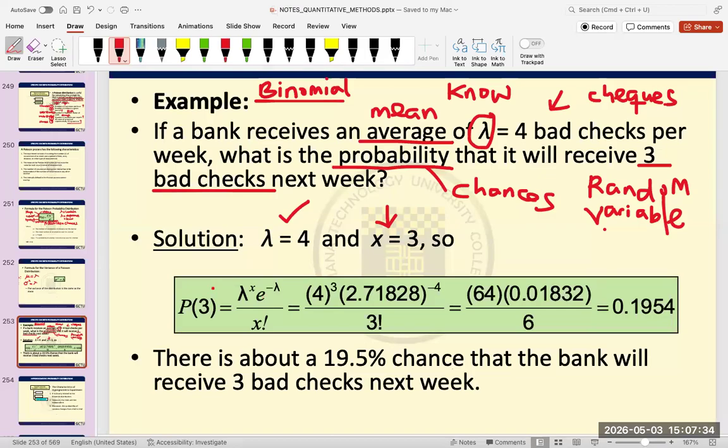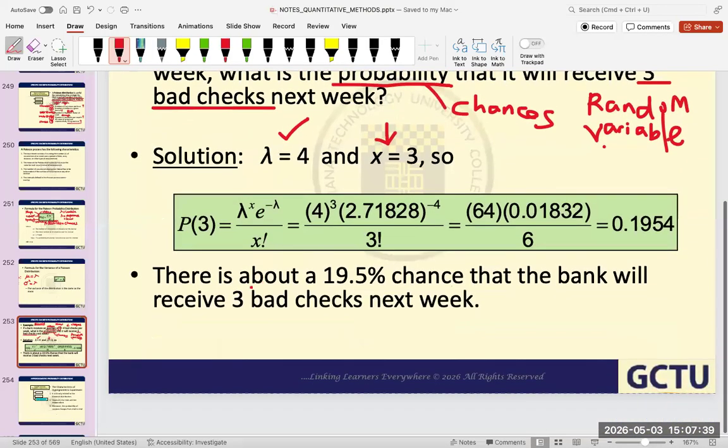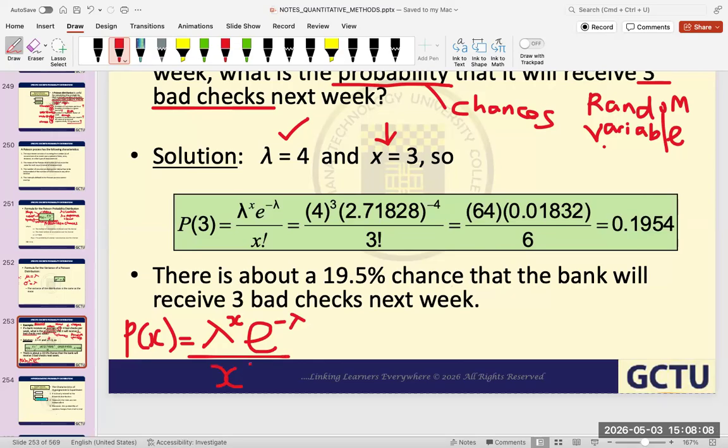So quickly, we pick the formula we learned today and then we fix it. The formula was probability of a random variable x is equal to lambda raised to the power x, multiplied by the exponential on your calculator raised to the power negative lambda, all divided by x factorial.